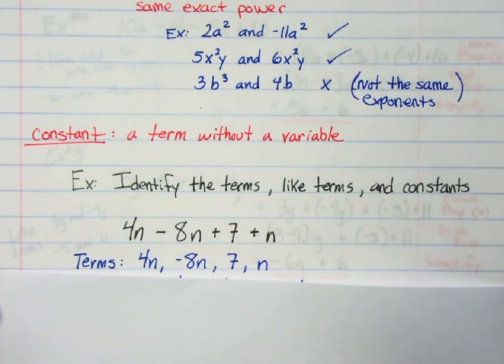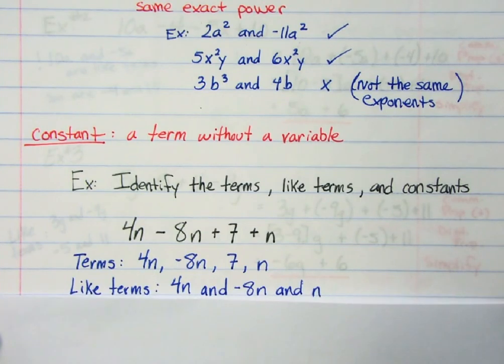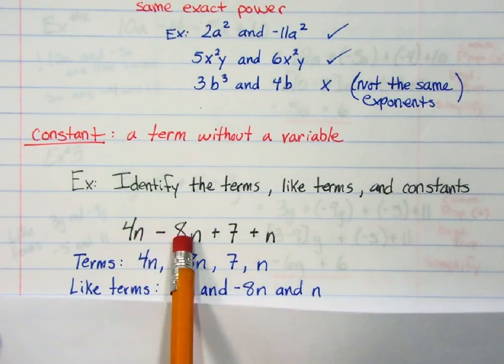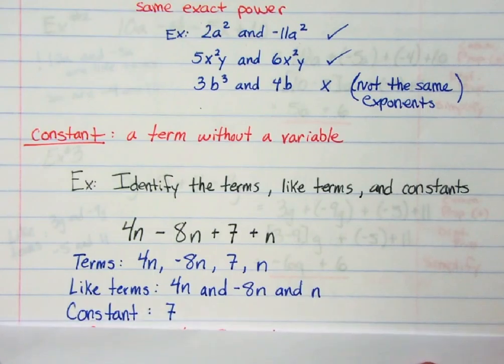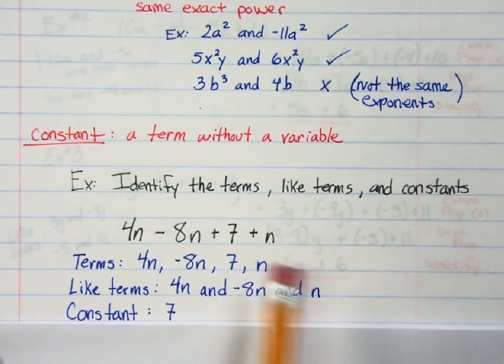What do you think the like terms are going to be? 4n and negative 8n and n. Actually, there's three of them that are like terms. This one, and that one. They all have the variable n to the first power. Last but not least is your constants. There's only one that's a constant, which is 7.